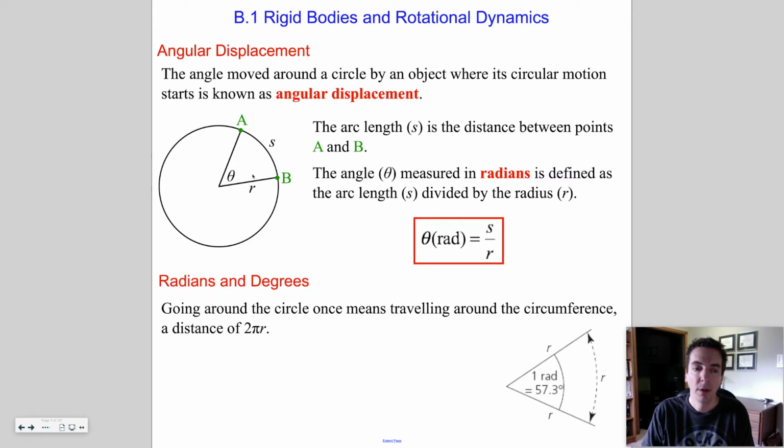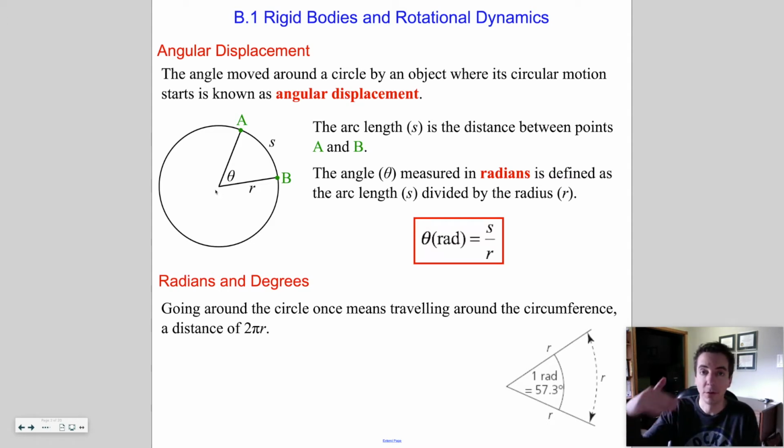So you probably learned about this in math class, where you have an arc length here, A to B. The arc length, we're going to call that S. And here we've got our angle subtended by that arc, theta. So the angle theta, measured in radians, is defined as the arc length divided by the radius. So here's the arc length, S. Here's the radius, R.